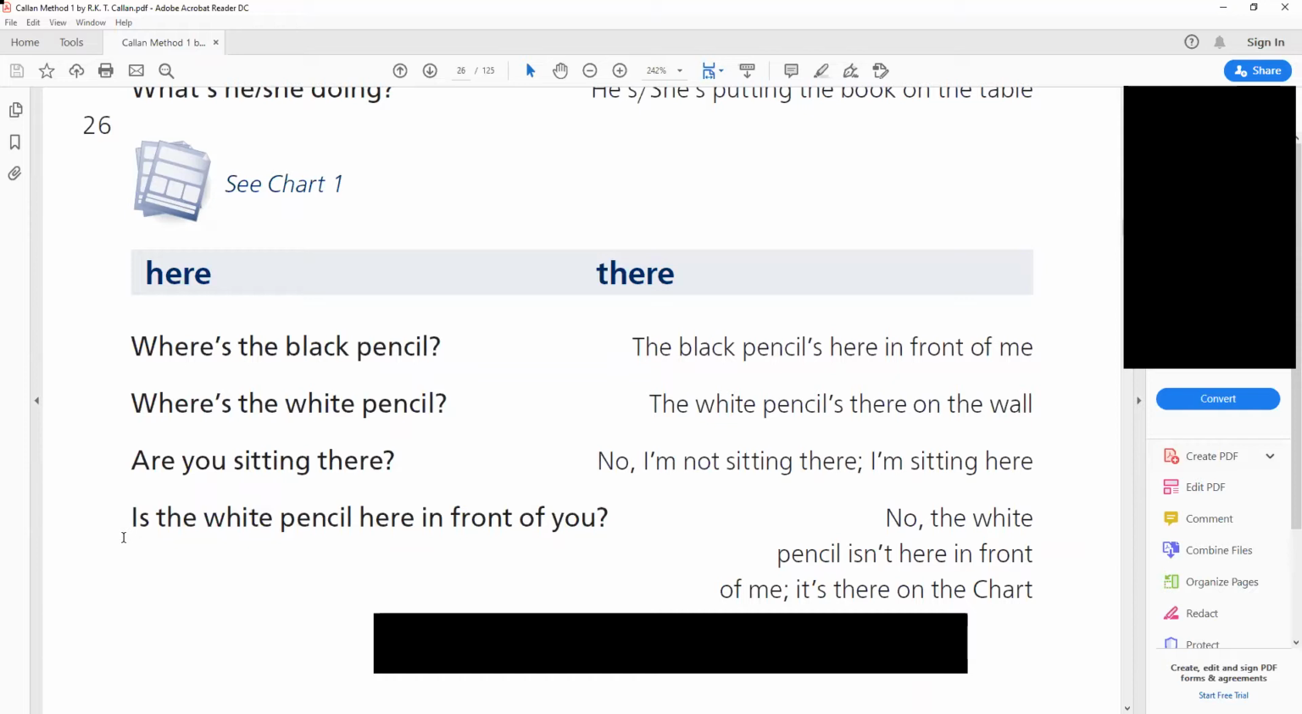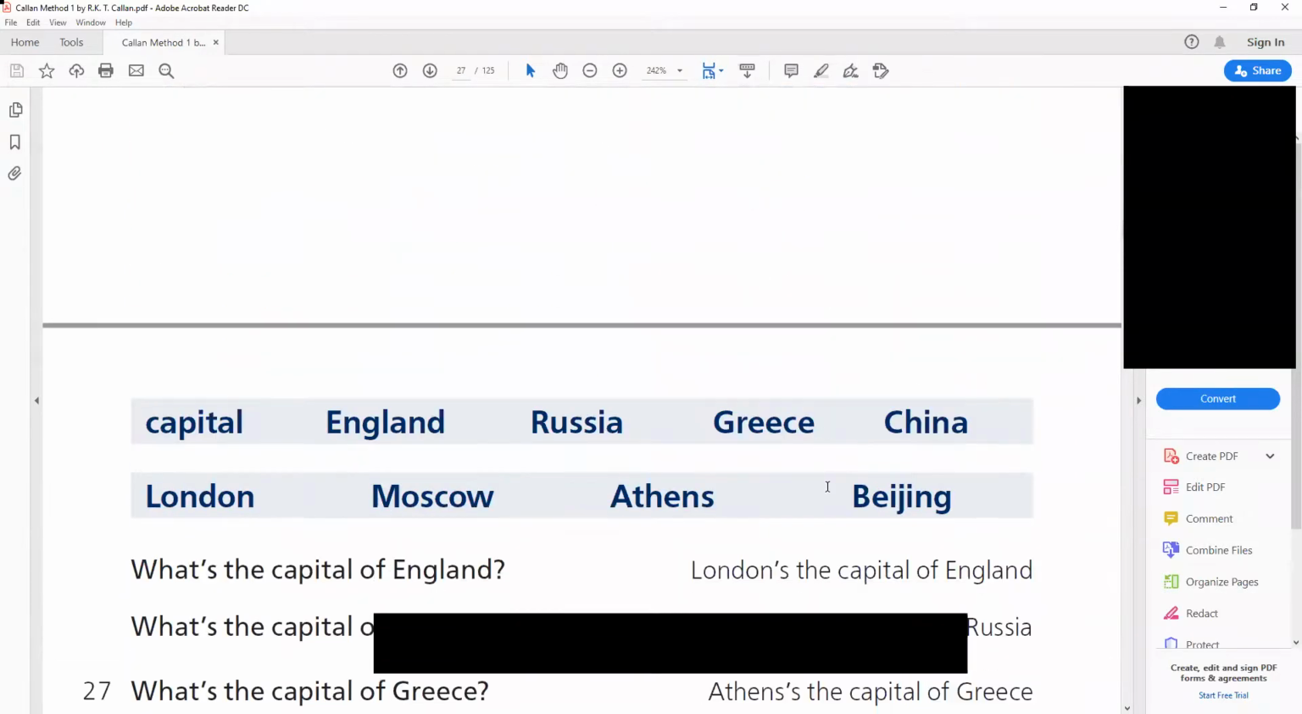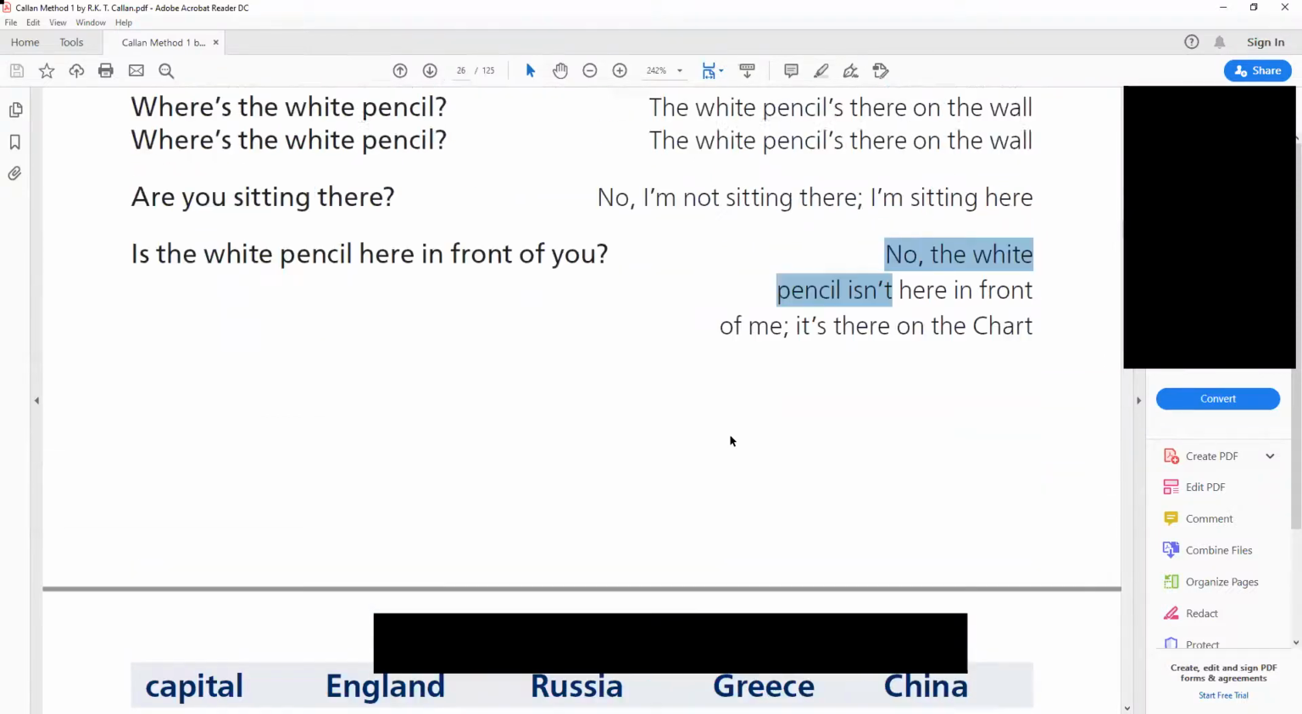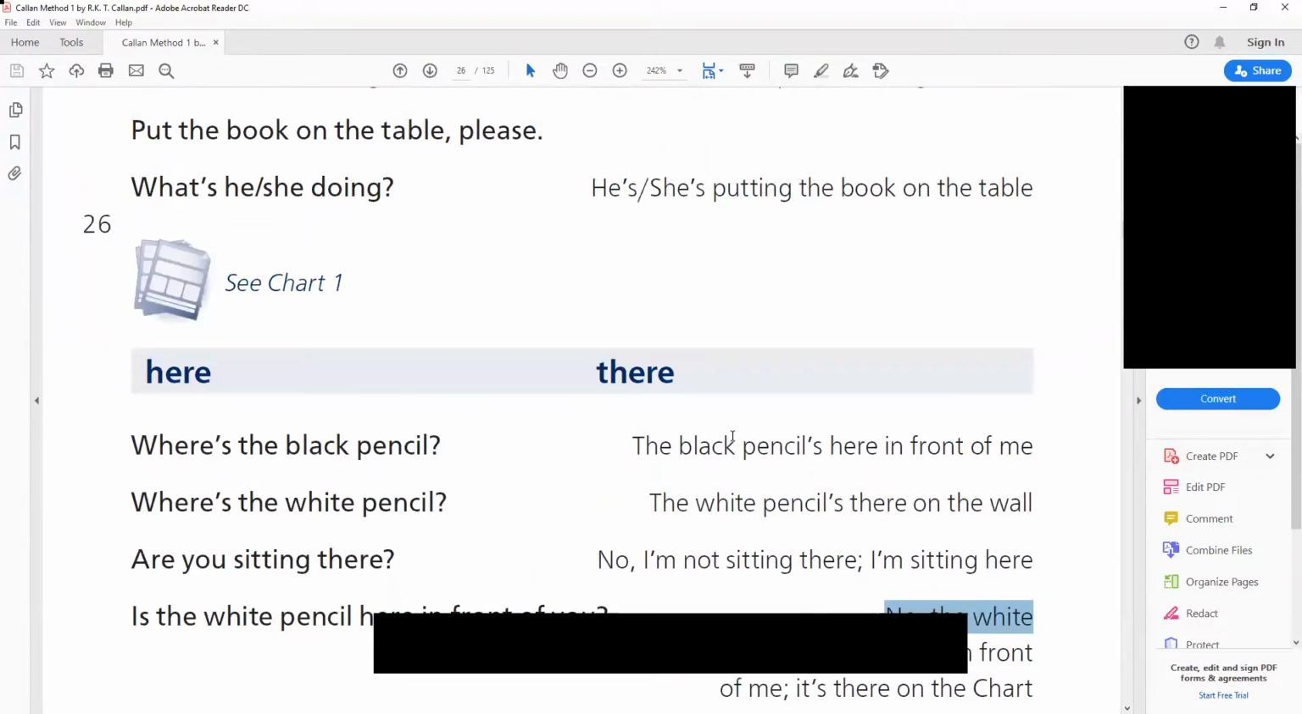Is the white pencil here in front of you, Javi? No. The white pencil isn't here in front of me. Is it there on the chair? There on the chair. Okay.